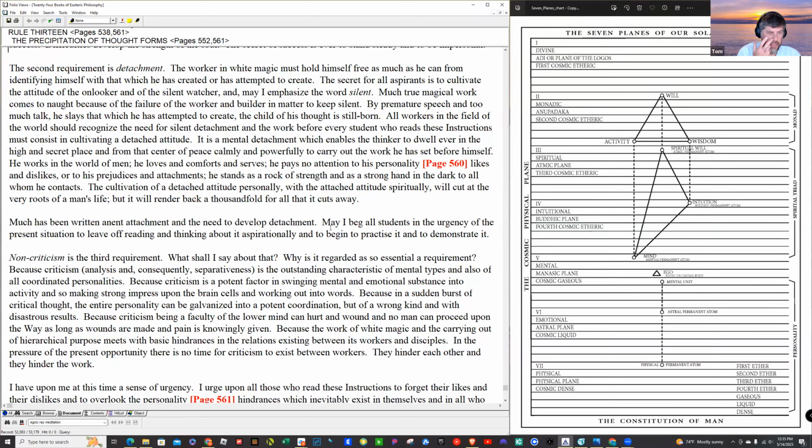The cultivation of a detached attitude personally, with the attached attitude spiritually, will cut at the very roots of a man's life, but it will render back a thousandfold for all that it cuts away. I know we talked about that earlier.